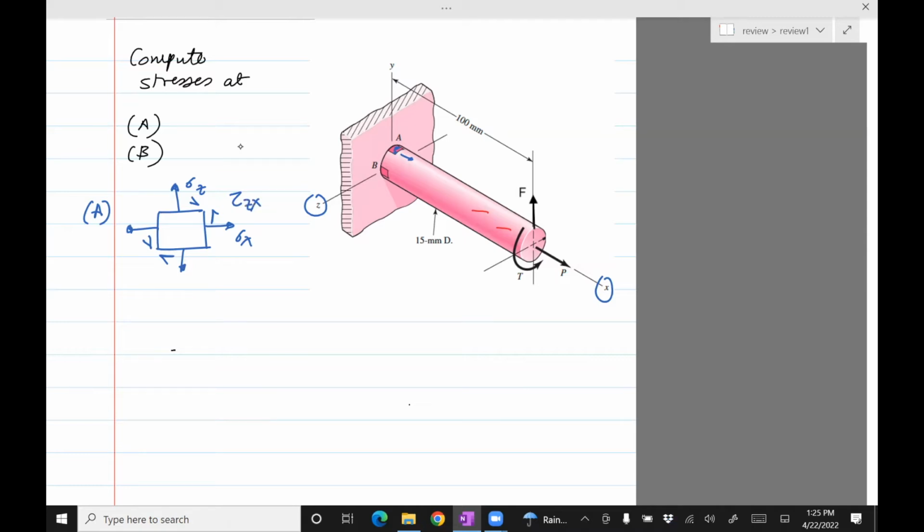Okay, so once we've done this, now the last step is to identify what the stresses are. Okay, so sigma x, sigma z, tau xz.